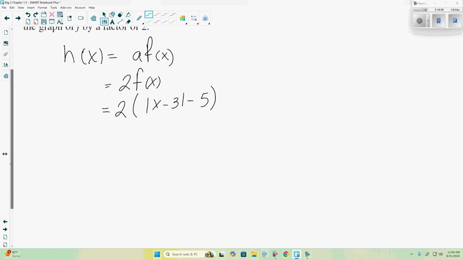Questions on this here? Now we're going to do the same thing. We're going to multiply through. So we're going to multiply this absolute value by 2. Now we're not going to multiply it through. It's not going to be multiplied with our x minus 3, just right in front of the absolute value. So we have 2 times that absolute value. But we also have to multiply that 2 with the 5. 2 times the absolute value of x minus 3 minus 10.